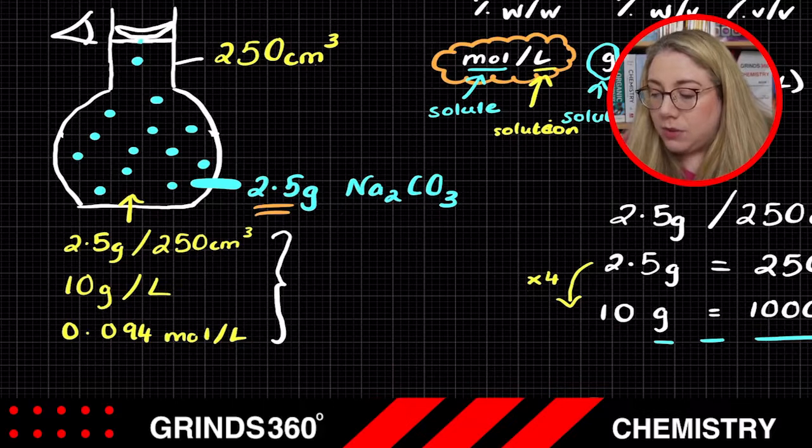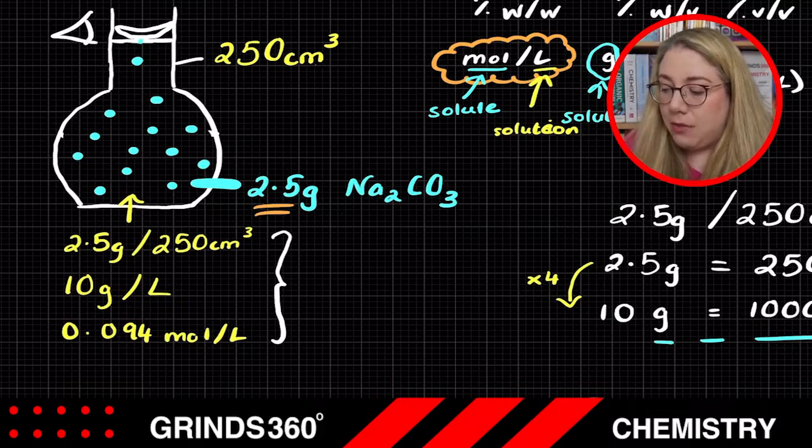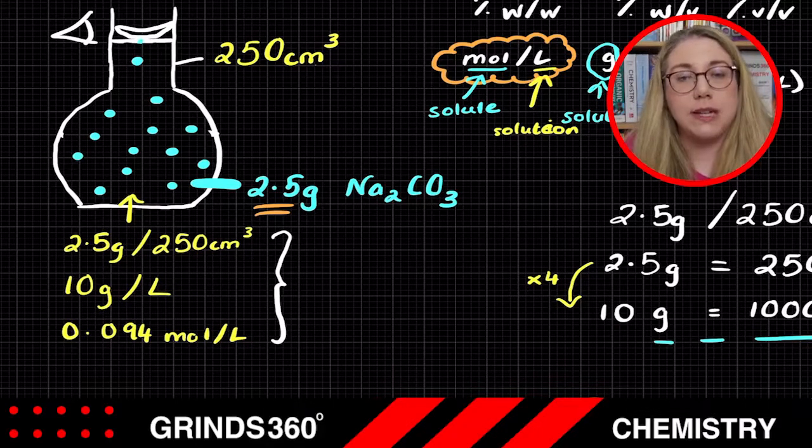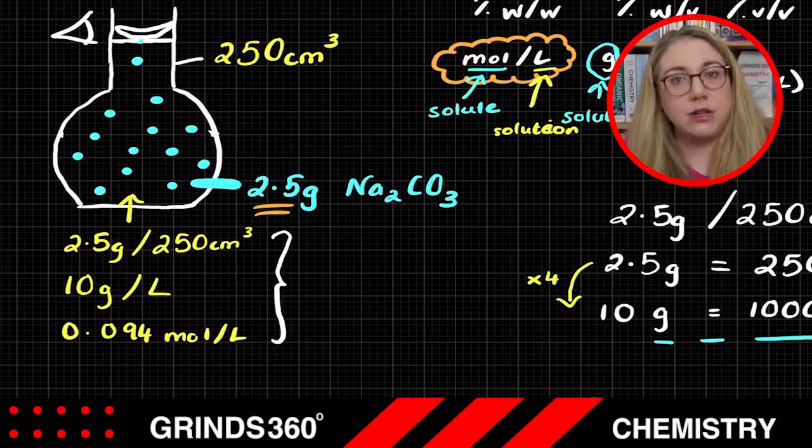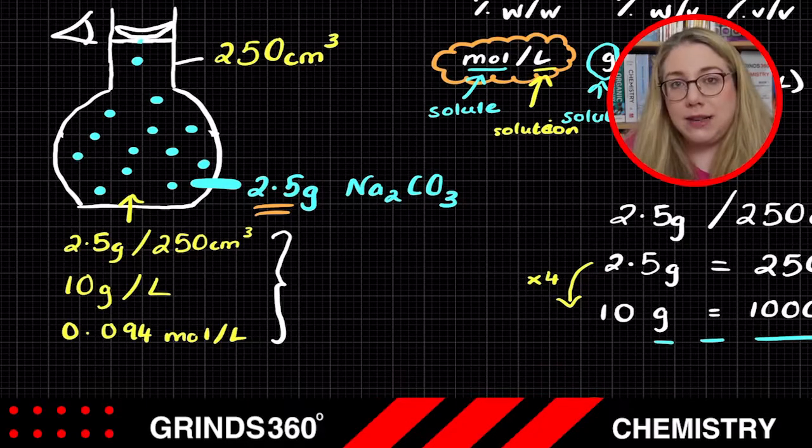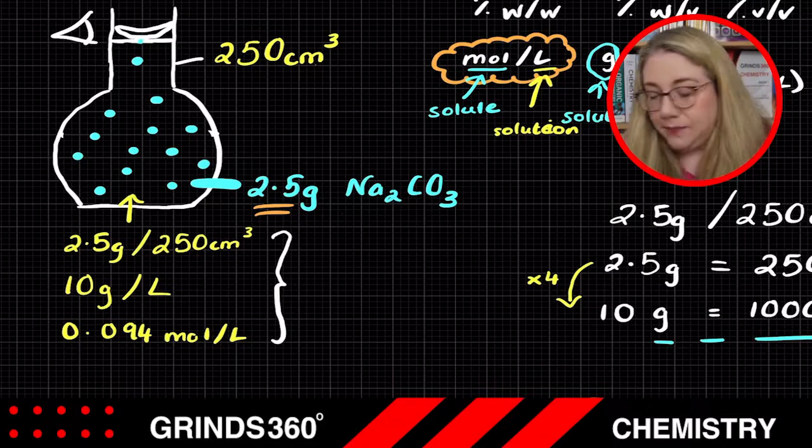Now, another common one would be to work out weight per volume. So you take your grams per litre and you divide by 10, because you're going from grams per litre to grams per 100 centimetres cubed. So you're going from 1,000 down to 100, you divide by 10. And we'll see that in a few minutes when it comes to doing one of the titration calculations.